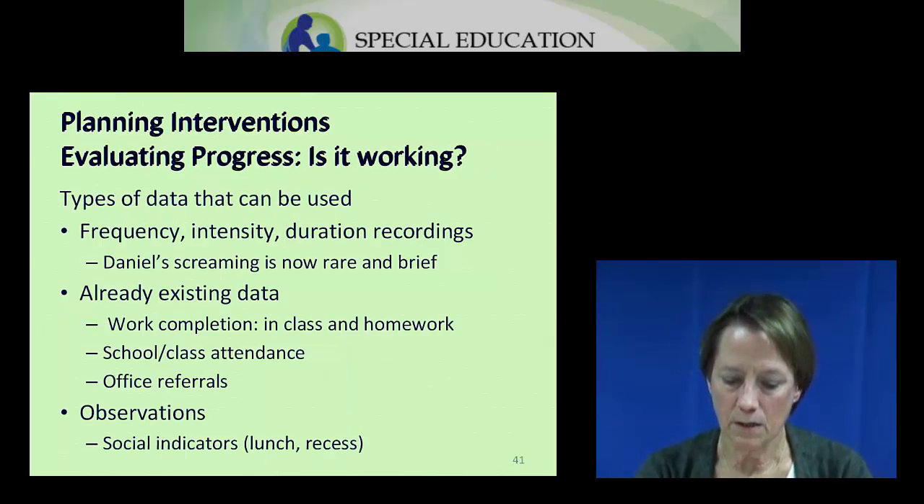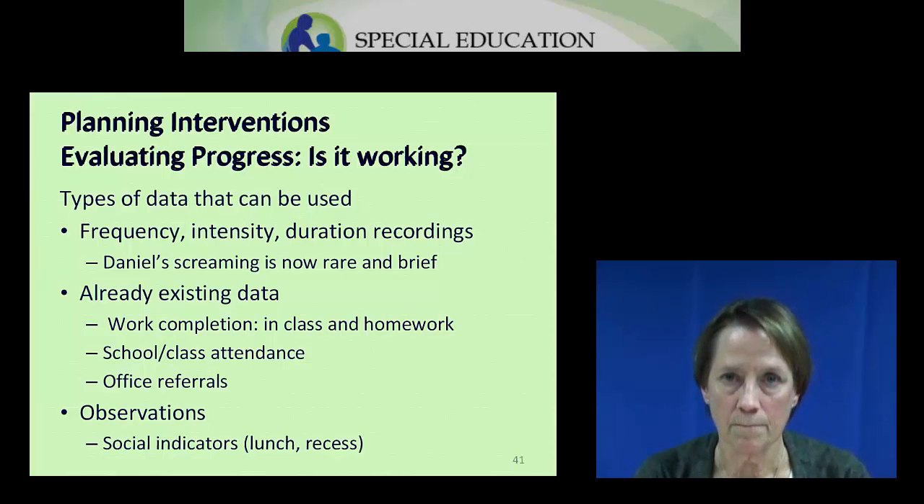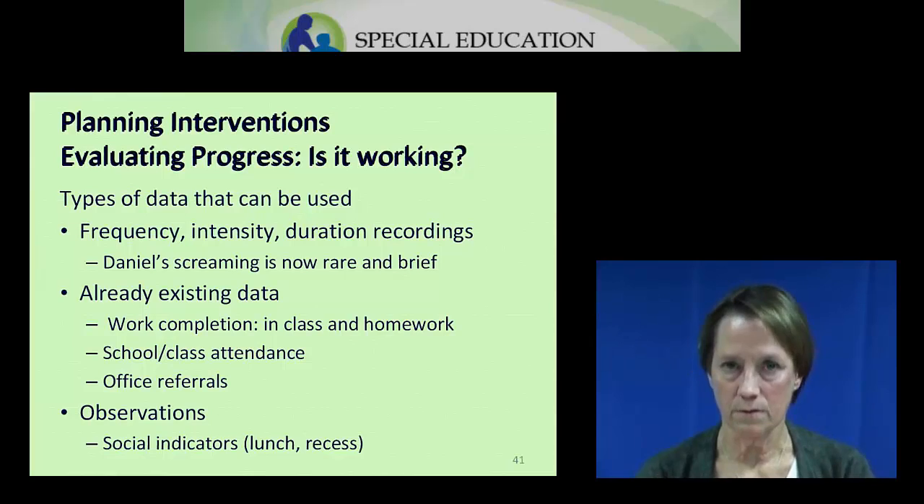There are lots of types of data that we can use to help us determine if a behavior intervention program is working. We can use observations of the behavior itself and do frequency, intensity, duration recordings. In this case with Daniel, we now can see that his screaming and yelling in class is very rare and brief, so we think our intervention is working. We can also use already existing data like work completion in classwork and homework. We can look at attendance. We can look at office referrals. We can also look at observations outside of academic settings like lunch and recess.